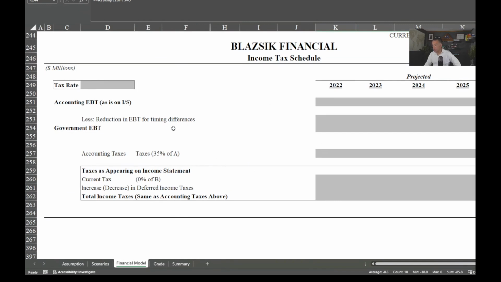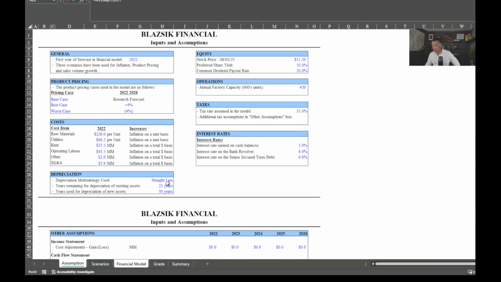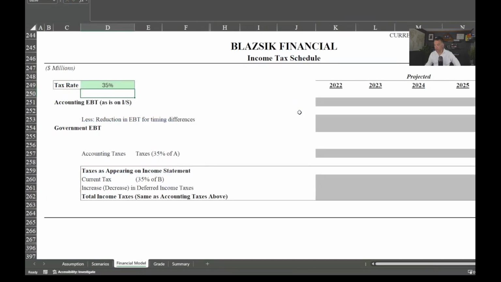A couple of things we want to do here. I want to find out what the tax rate is. I'm going to go to the assumptions where we'll have the tax rate, and that's going to be 35%. Next, we have to plug some numbers in. I only have the projected years here. So we're going to go up to the income statement and grab the earnings before taxes. That makes sense, right? We want to find out on the income statement how much money we have.